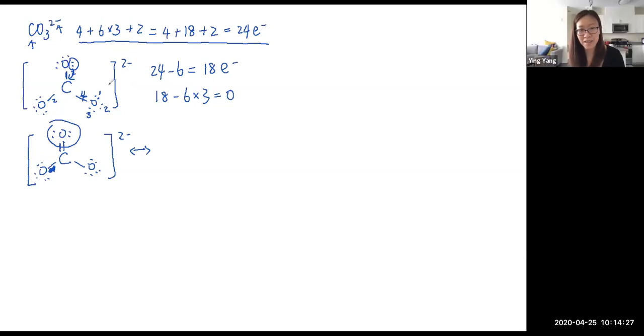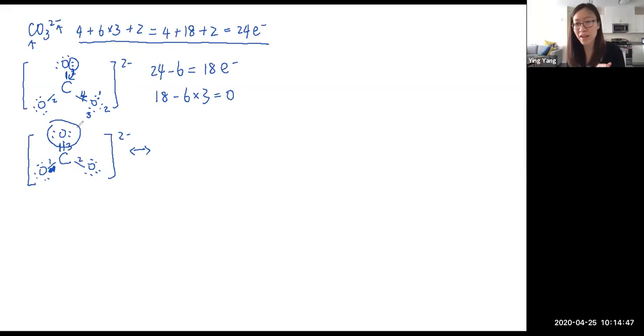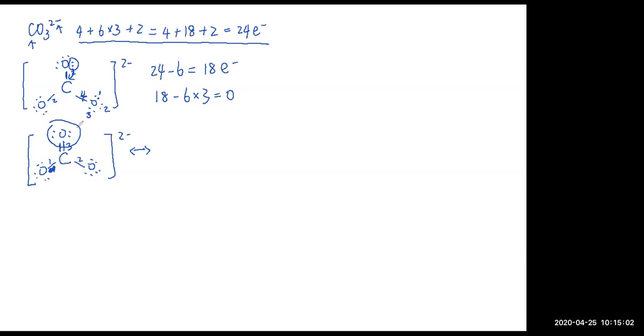When you have 4 domains, then you have a tetrahedral geometry, right? And here, if you count for the central carbon, it has 1 domain, 2 domains, and this double bond is counted as 1 domain because they point in the same direction. So this is a third domain. Therefore, you have 3 electron domains, which corresponds to a flat trigonal planar geometry. It looks like a triangle, right?